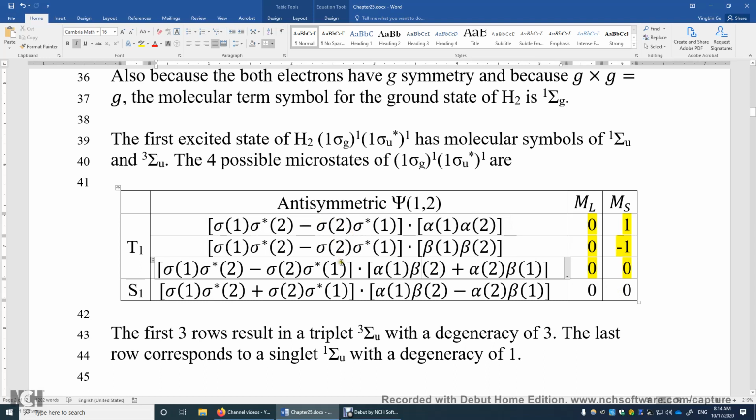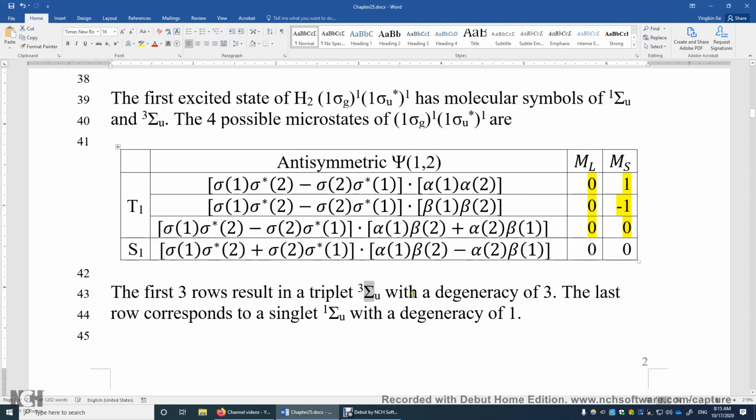The first three rows result in a triplet, 3Σu. This is called the molecular term symbol, with a degeneracy of 3. Again, this superscript is 2S plus 1. When you have a range of m sub S from -1, 0 to 1, that means S has to be 1. When S is equal to 1, 2S plus 1 is 3. Sigma is the symbol that corresponds to L. You can see all zeros here. When m sub L can only be 0, the L has to be 0. When L is 0, we put a sigma symbol here. Again, when L is 0, 1, 2, 3, the symbol is sigma, pi, delta, and phi. So this has a degeneracy of 3.